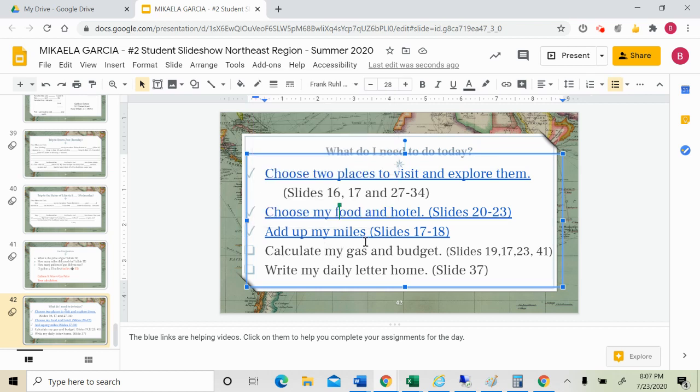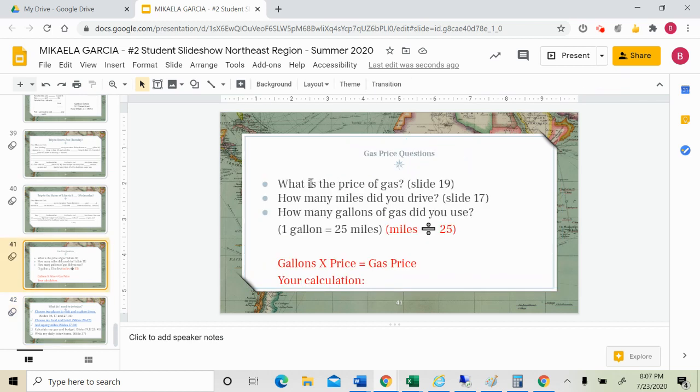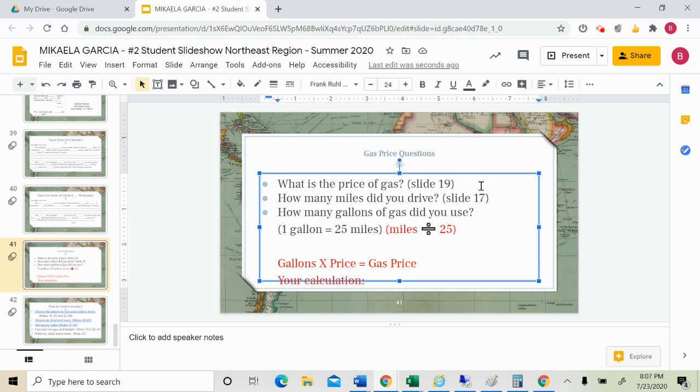Okay, we're going to start this step by calculating your gas, and to do that, we're going to start on slide 41, actually. So some questions that you can ask yourself to help yourself figure out the price of gas for the day are listed on slide 41. You can go through and fill out this slide each day to help you calculate your gas if needed.